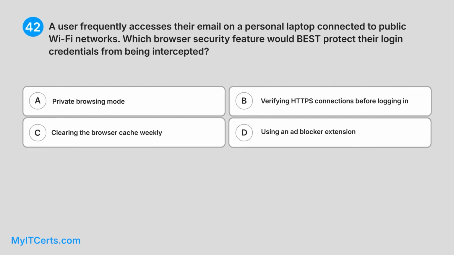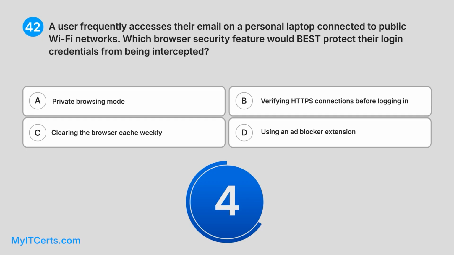42. A user frequently accesses their email on a personal laptop connected to public Wi-Fi networks. Which browser security feature would best protect their login credentials from being intercepted? A. Private browsing mode. B. Verifying HTTPS connections before logging in. C. Clearing the browser cache weekly. D. Using an ad blocker extension. Do you know the answer?